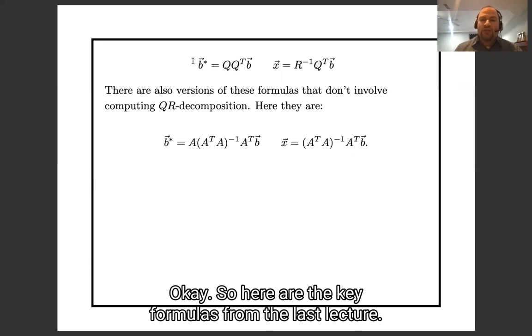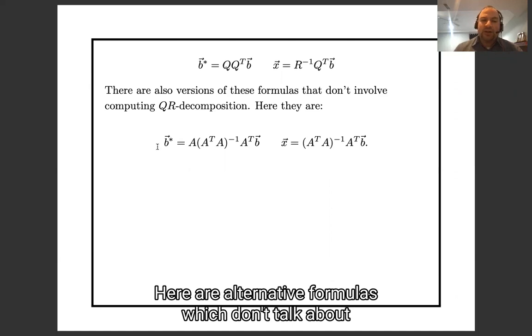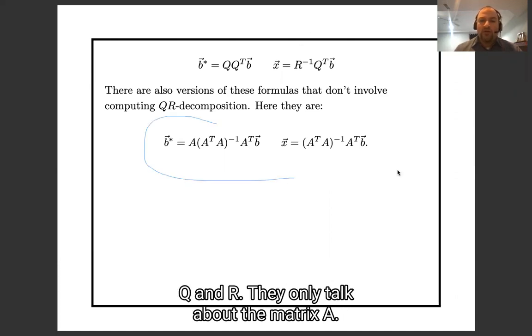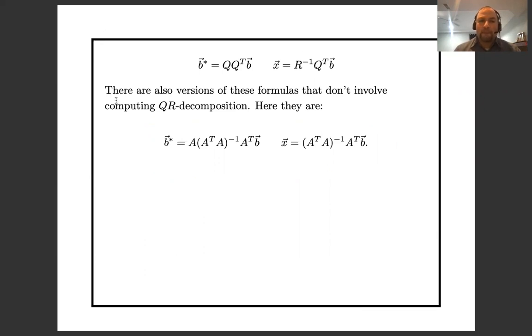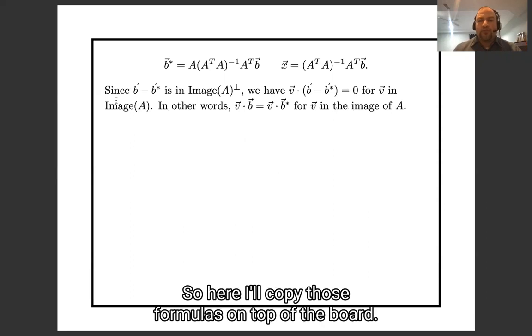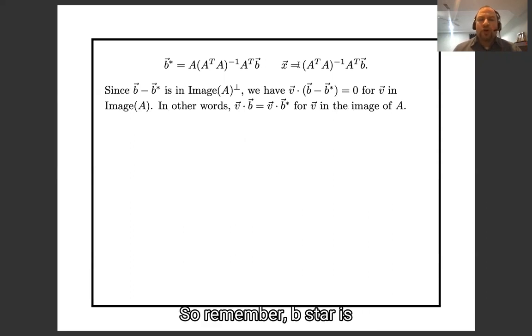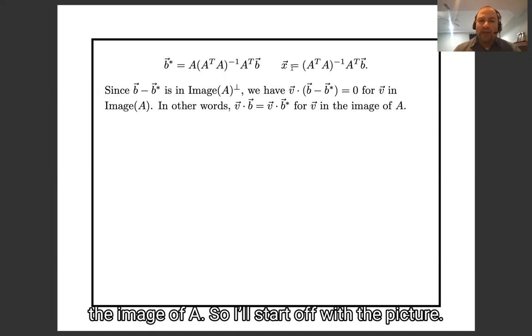Okay, so here are the key formulas from the last lecture. Here are alternate formulas which don't talk about Q and R. They only talk about the matrix A. And let's see what's going on in those formulas. So here I've copied those formulas to the top of the board. So remember, B star is the orthogonal projection of B onto the image of A. So let's draw a little picture.